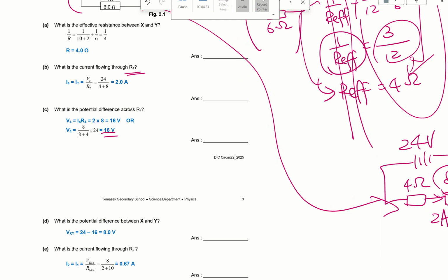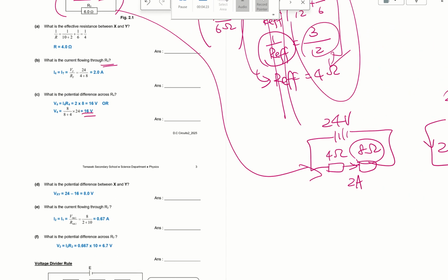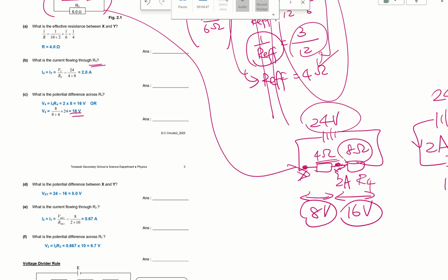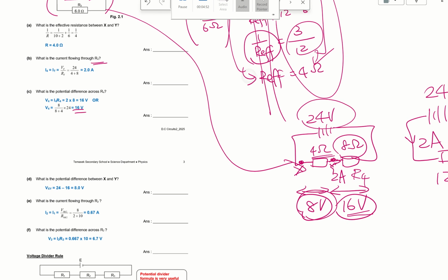Okay. Now what's the potential difference between X and Y? So if over here it is 16 volts, then over here, which is X and Y, it will be 8 volts. Because in series, remember X and Y, we actually found them to be equivalent resistance of 4 ohm. So in series, the voltage is the sum of the total EMF. So if across R4 is 16 volts, therefore I'm left with 8 volts. So the potential difference is 8 volts.